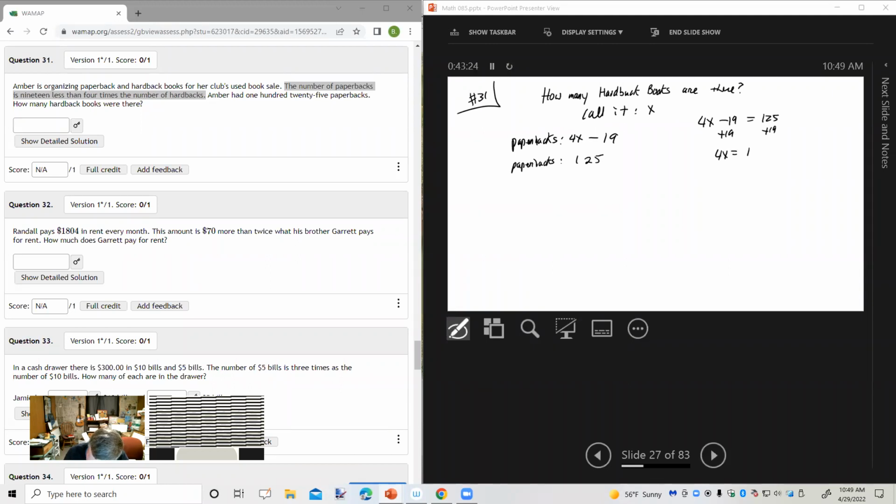4X equals, let's see, 144. Yeah, divide by 4. X equals 36. Is that right? I'm not awake yet. 144 divided by 4 is 36. Oh, I guess I am awake. So how many hardback books are there? X is 36. So 36 hardback books. Any questions on that one?